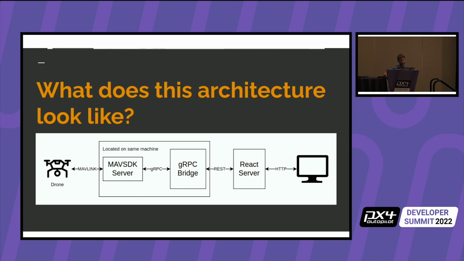We'll put Mavisdk server and this gRPC bridge on the same machine. From that point on, we just have a basic REST API that we can communicate with the React server. And the second that you have a REST API and a React server, you can go find any web developer that you want, and they will be able to do that, or any React developer. Not all web developers are React developers, but a lot of the systems and the understanding is there. It's pretty similar.